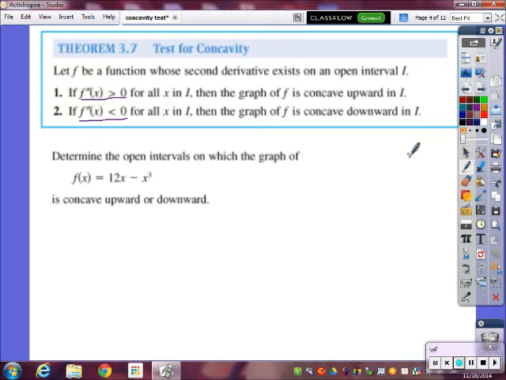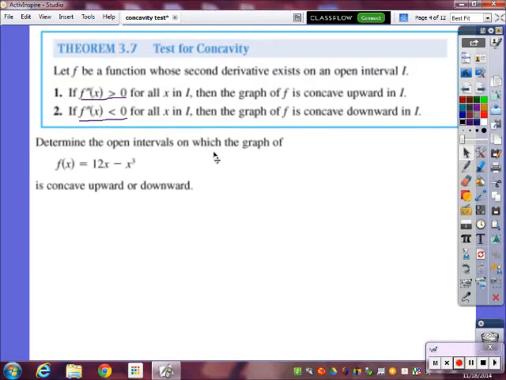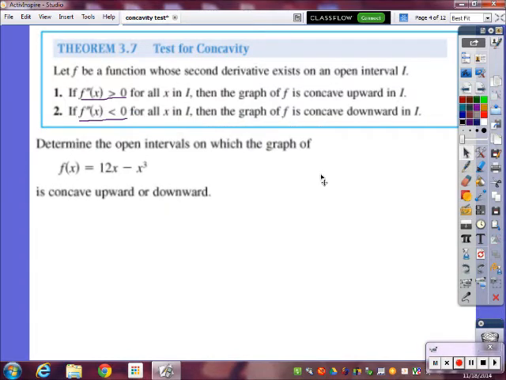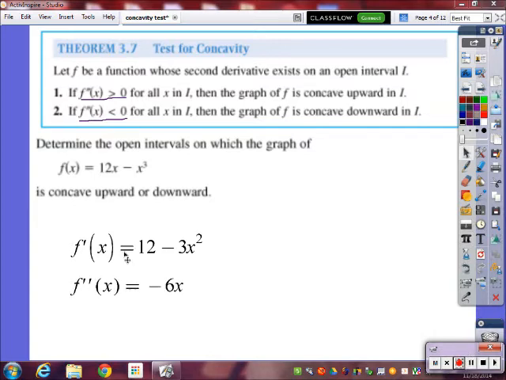And so we're going to create a sign chart again, but this time for the second derivative, not the first derivative. So if our problem is determine the open intervals on which the graph of f of x equals 12x minus x cubed is concave upward or downward, we want to find the second derivative and create a sign chart. So first let's find the second derivative. My first derivative using the power rule would be 12 minus 3x squared, and then my second derivative would be negative 6x.